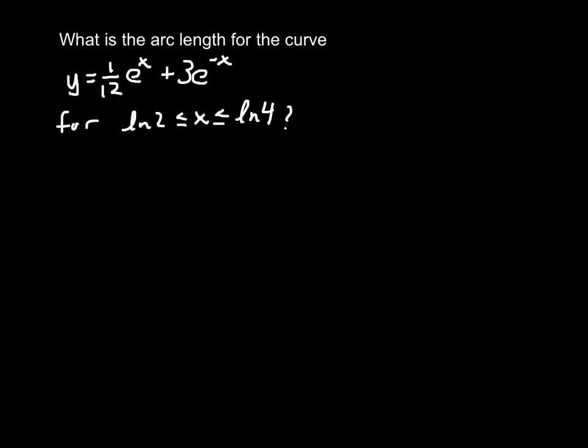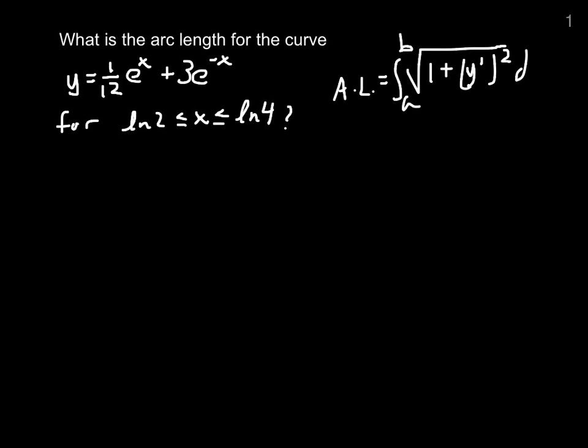We're going to find the arc length of the curve 1/12 e to the x plus 3 e to the negative x between log 2 and log 4. Alright, we know the formula for arc length. It is the integral from a to b, square root of 1 plus y prime squared dx.